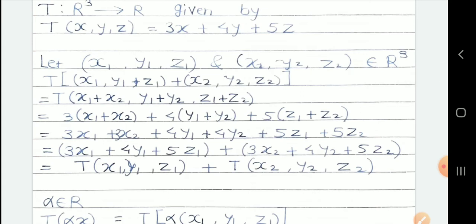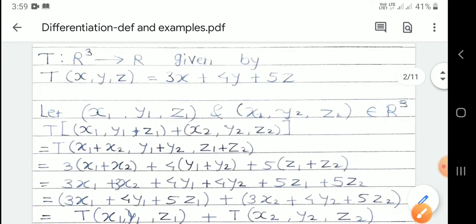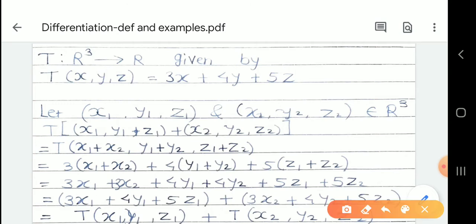We take two elements for T(x + y). Our function is from R3 to R, so we take two elements from R3. So let (x1, y1, z1) and (x2, y2, z2) be two elements in R3. So consider T(x + y). x means (x1, y1, z1) and y means (x2, y2, z2). So T((x1, y1, z1) + (x2, y2, z2)).